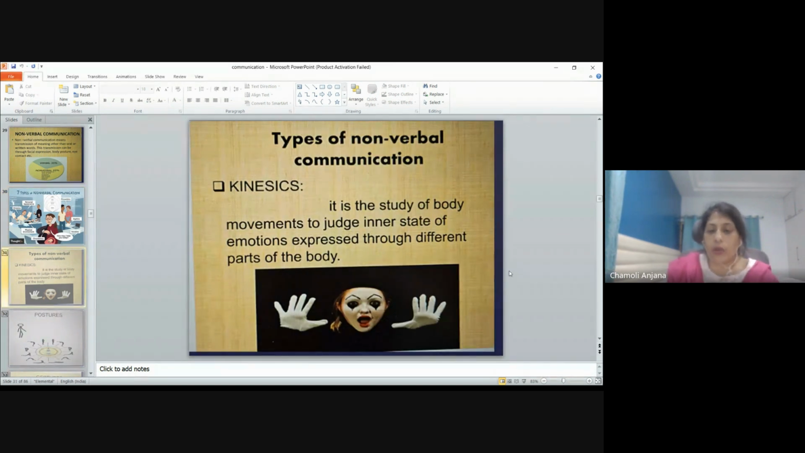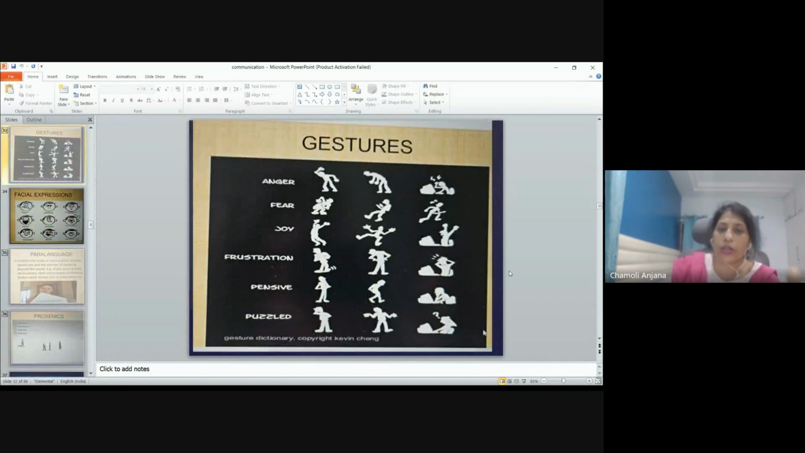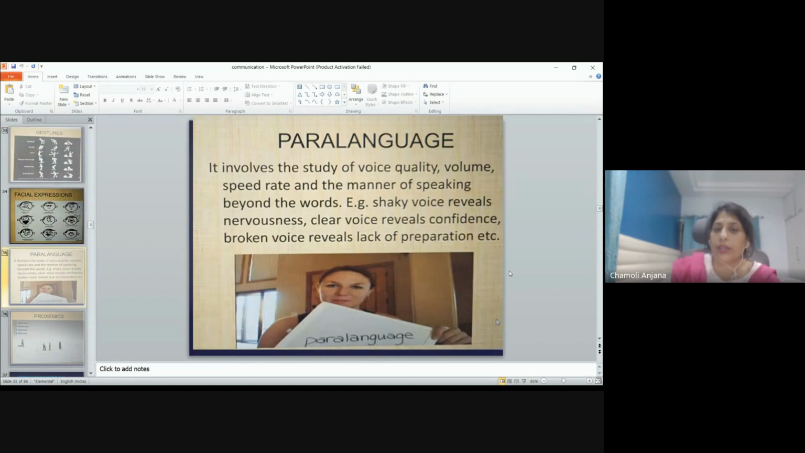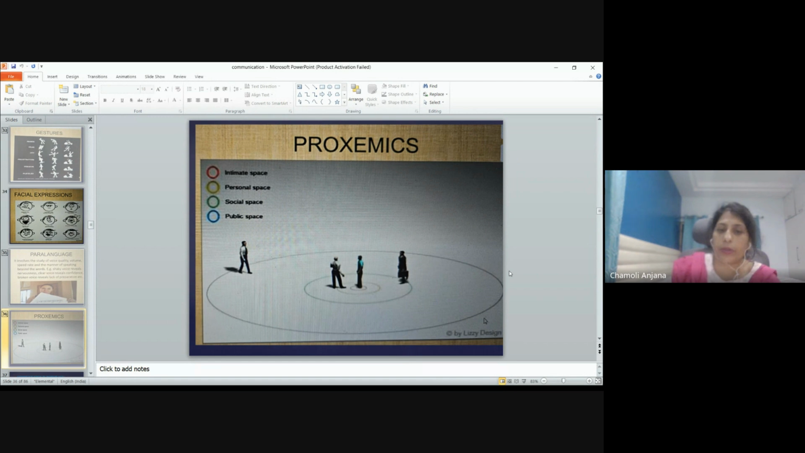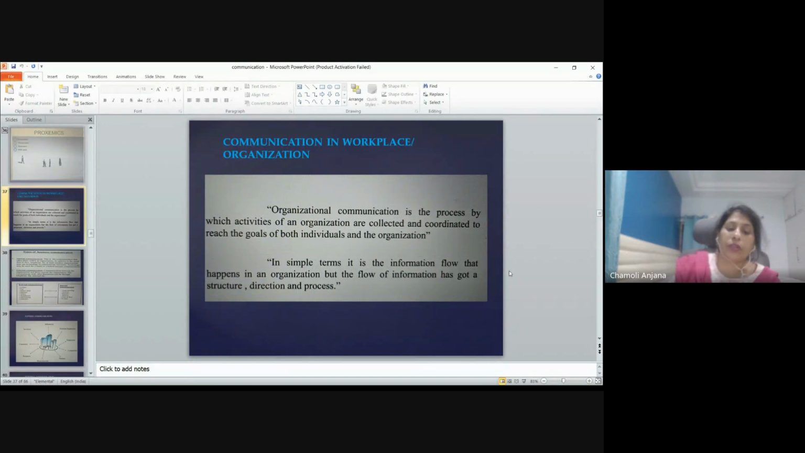So this is what I was talking about: the postures, the gestures, the facial expressions, the paralanguage, the proxemics, that is the study of space between the people. Okay, so we are done with the types of communication. And now let us see communication in the workplace or in an organization.